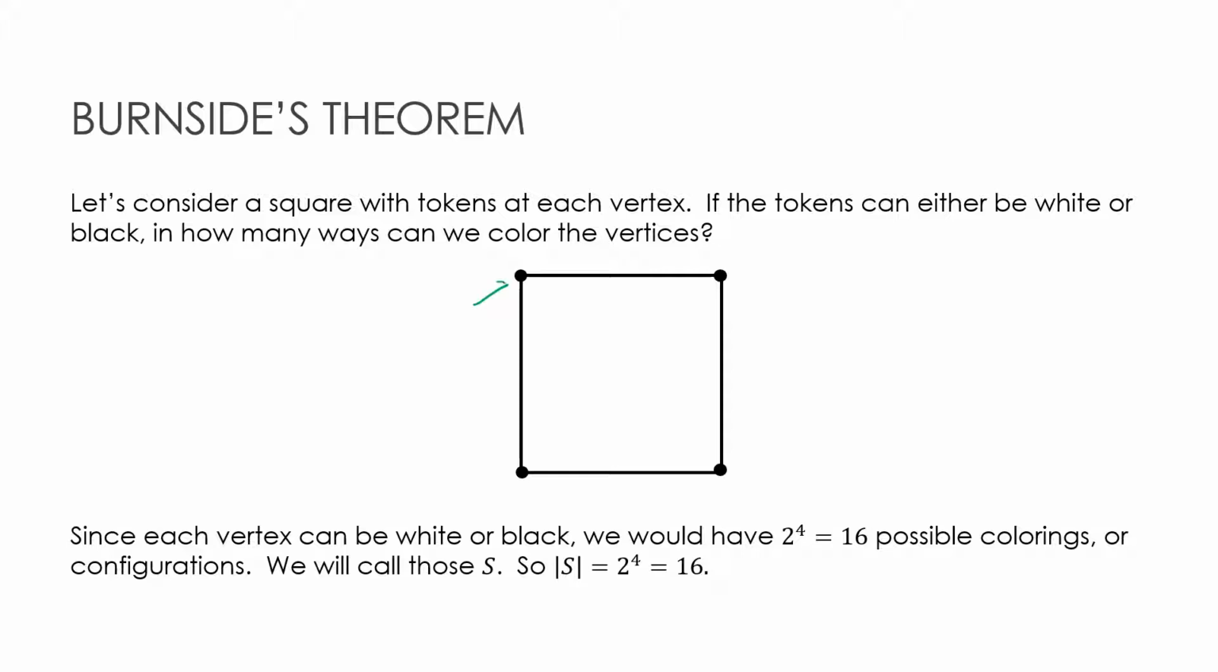Well, this guy can either be black or white, so that's two different ways. This guy has two different ways. This guy has two different ways, and this guy has two different ways. So that's 2 to the 4th, or 16 possibilities, because 2 times 2 times 2 times 2. So we're going to call that S, because that is essentially the sample space. I have 16 total possibilities.